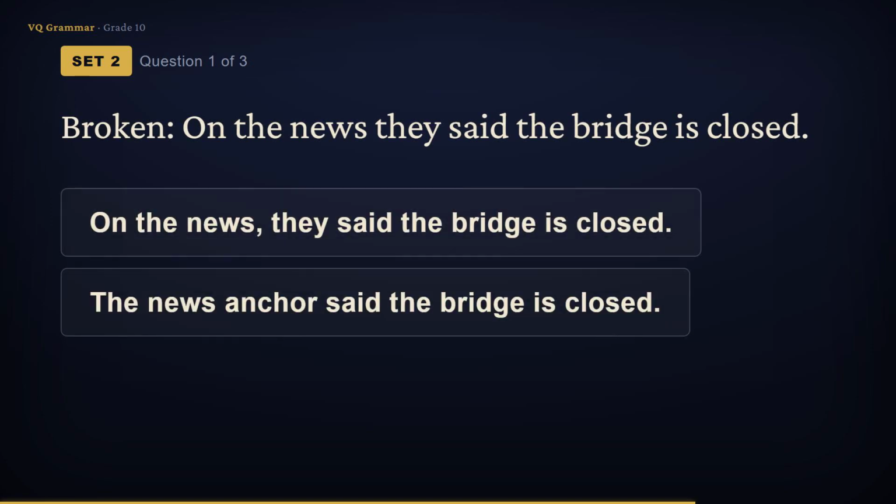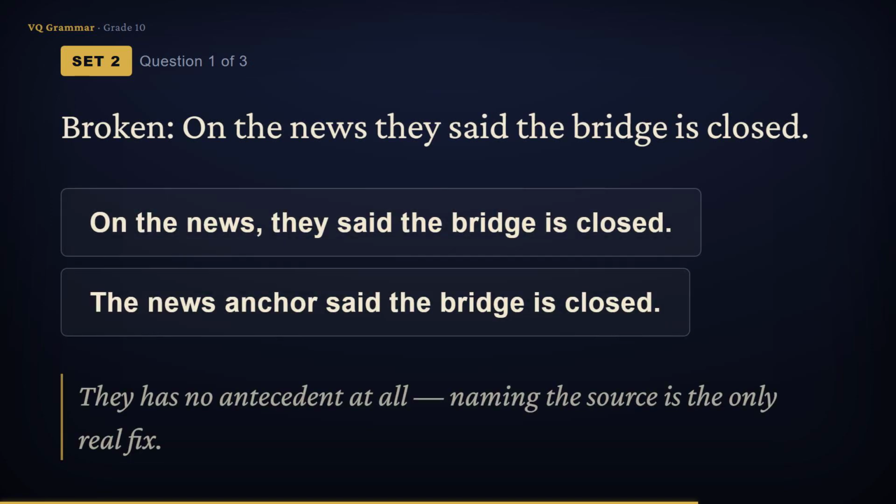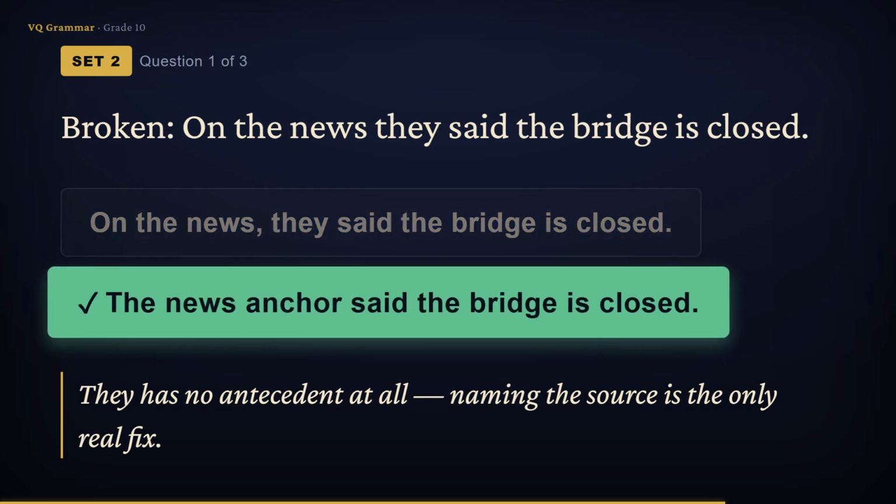On the news they said the bridge is closed. That word they has nobody standing behind it. No person is named anywhere in the sentence. Adding a comma leaves the empty they exactly where it was, so it fixes nothing. Name the source instead. The news anchor said the bridge is closed. That is the rewrite that works.